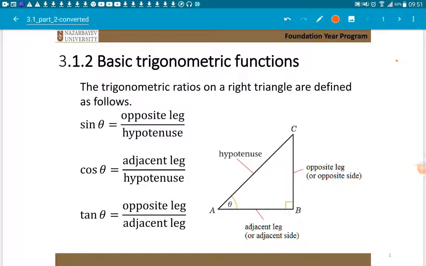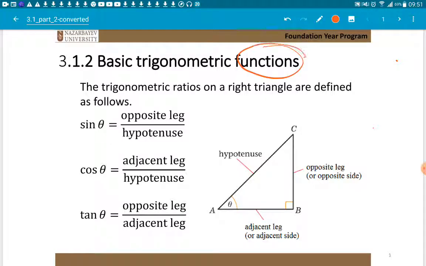Okay, welcome back again. This is the second part of trigonometry 1. We talked in the first part about the arc length and about the sector area, how to calculate these, and hopefully you solved the problem I asked you to solve. In this part, we are going to talk about basic trigonometric functions.